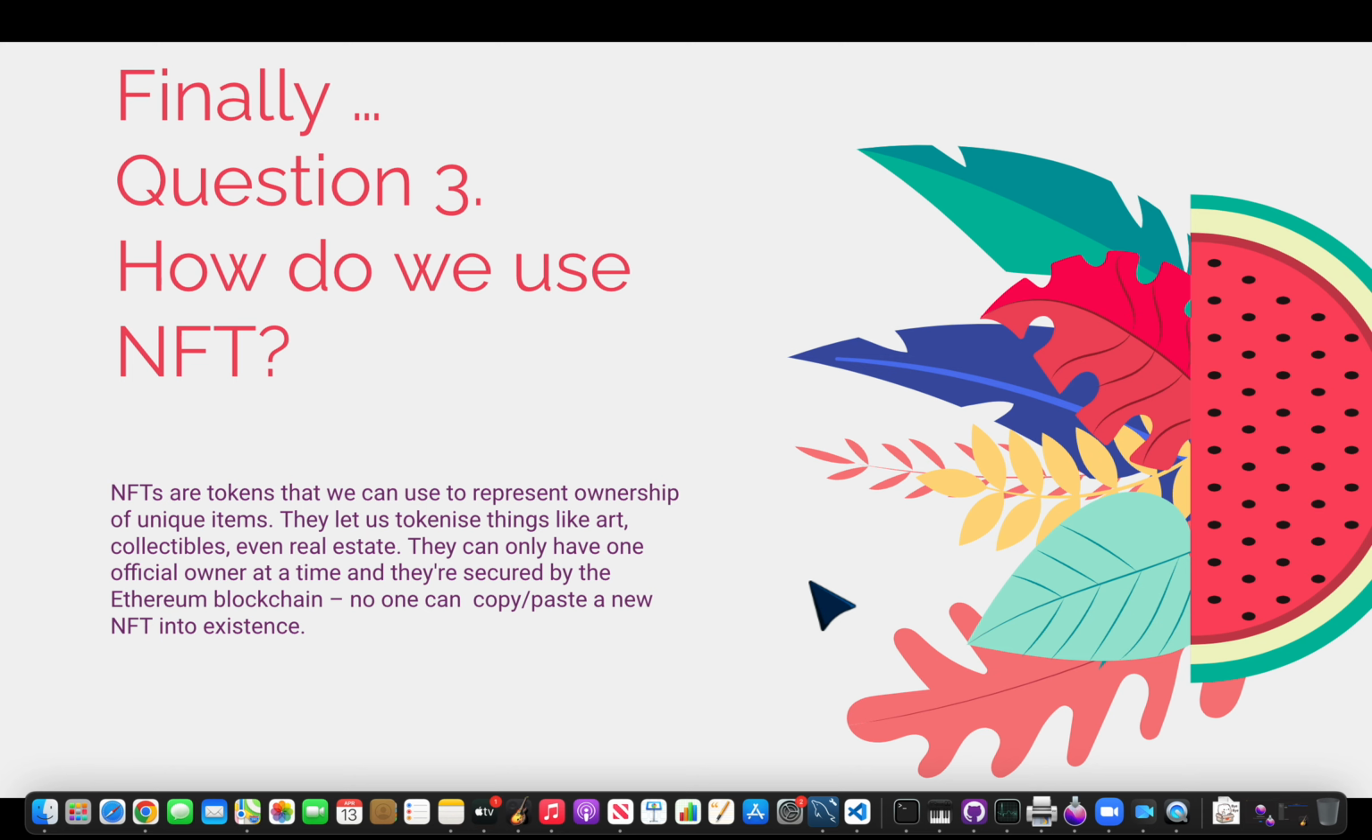If you don't know what the Ethereum blockchain is, okay? Anyways, back to NFTs. No one can copy or paste a new NFT into existence. So suppose you had this watermelon image, okay? And you're the owner of it. No one can take your ownership, okay? And no one can copy paste the same thing into existence, okay?